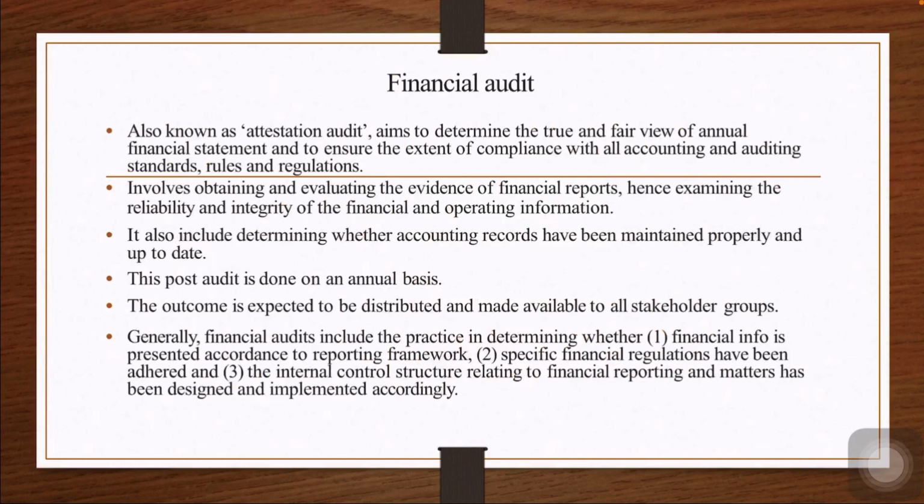So the first type of audit is financial audit. So also known as attestation audit, that aims to determine the true and fair view of annual financial statement. So again, kita susah nak mengenal pasti keadilan, sistem keadilan, konsep keadilan dalam seharian kita lah kan. So, and to make sure that the extent of the compliance with all accounting and auditing standards, rules and regulations.